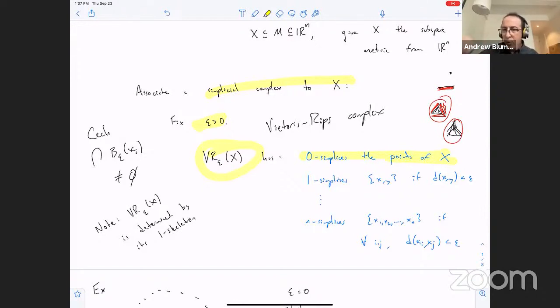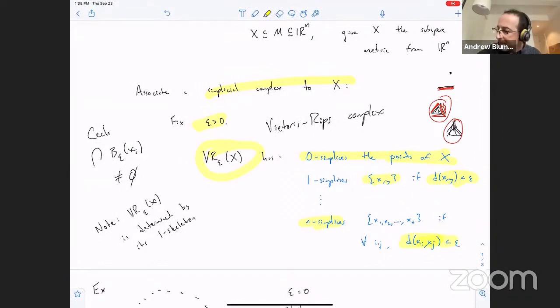And now we connect those points by a line. So we make a graph where 2 points X, Y are connected if the distance between them is less than epsilon. If it's greater than epsilon, they're not connected. If it's less than epsilon, they are. And now we add in a triangle, or in general an n-dimensional simplex, if every pair of points at the vertices of that simplex have distance less than epsilon.